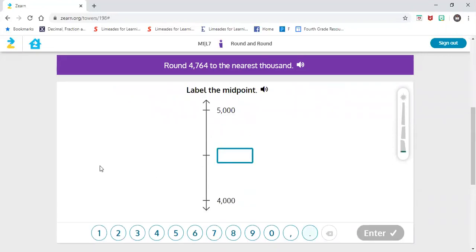So let's find our midpoint. So if I have 40 hundreds and 50 hundreds, or I have 4,000 and 5,000, because they equal the same, what would be the midpoint between 4,000 and 5,000? Remember, midpoint means the halfway. It'll be 4,500. 500.